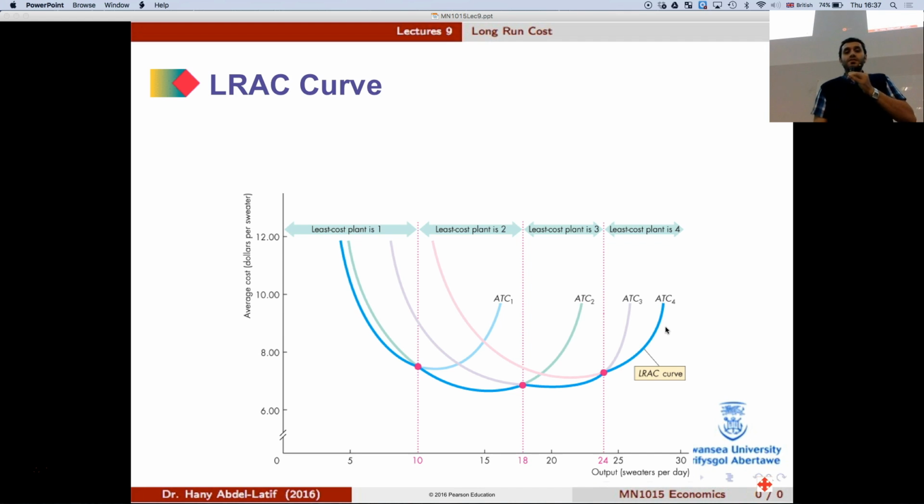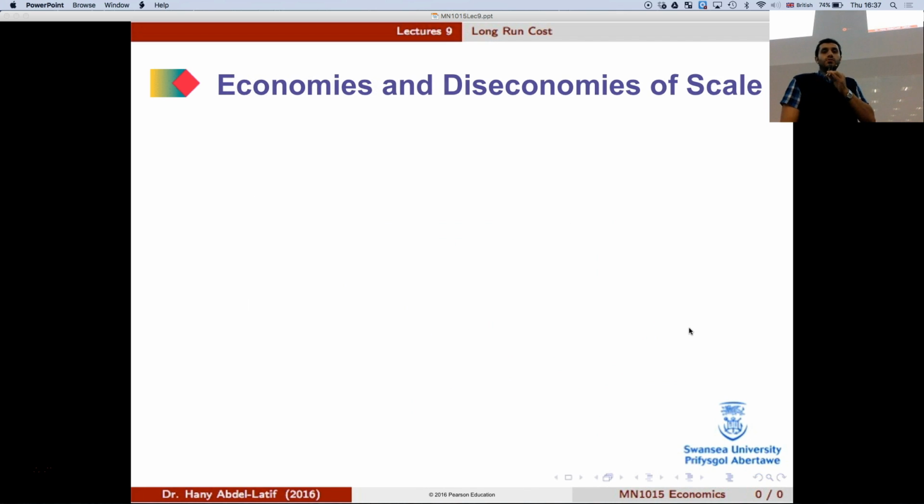Okay? But after this point, what happens if you increase output level? The average cost starts increasing. And this is diseconomies of scale. Okay? And that's what we're looking at now. So economies of scale and diseconomies of scale.